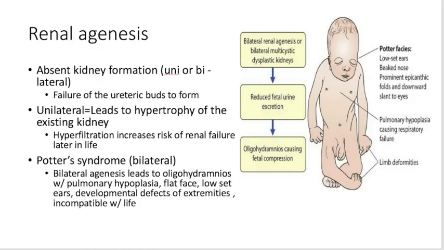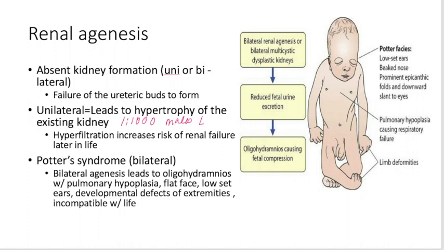Renal agenesis, so this is the absence of kidney formation. It can be unilateral or bilateral, and that is failure of the ureteric buds to form. This can occur randomly or be hereditarily linked, and it may be isolated or also associated with some other abnormalities in other organ systems. Unilateral is about 1 per 1,000, and males are more affected, and it usually affects the left kidney as being absent.